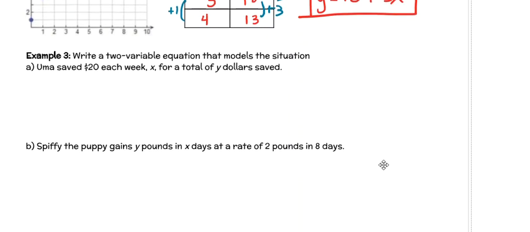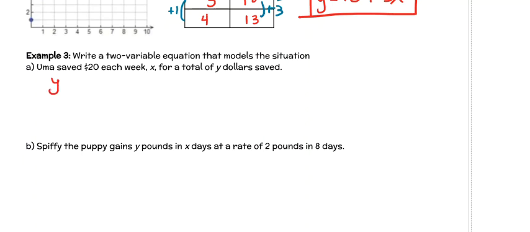So example 3 is all about just writing an equation from a situation. Now, to be honest, this might be one of the easier concepts that you do out of everything today, even though it is word problems, shocking as that may be. So write a two-variable equation that models a situation. Uma saved $20 a week, x, for a total of y dollars.